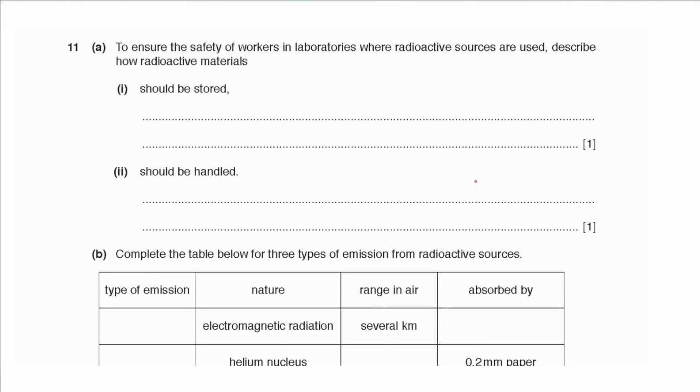Question 11a says to ensure the safety of workers in laboratories where radioactive sources are used, describe how radioactive materials should be stored. We can say in containers lined with lead or thick metal containers, and they should be handled using long forceps or long tongs for protection.